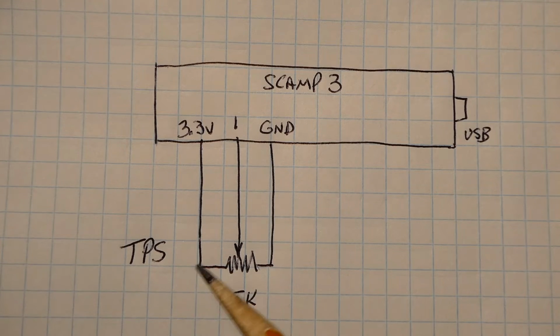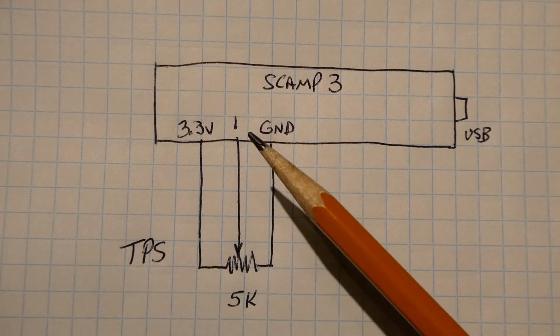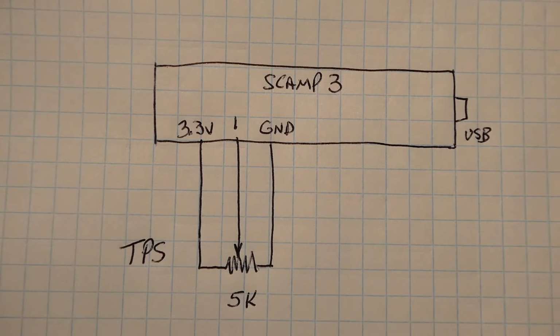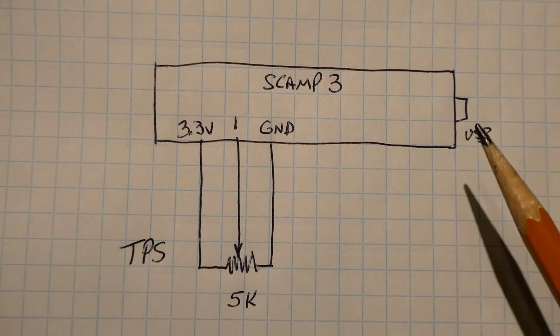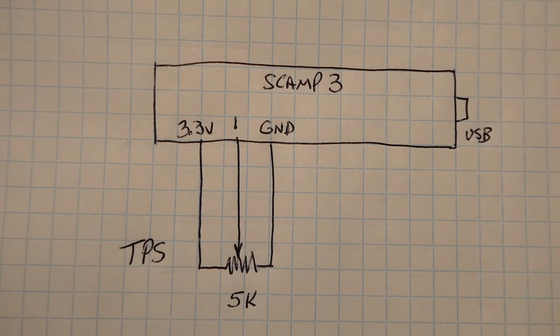So we have 3.3 volts on one side, ground on the other. The middle connector is connected up to GPIO pin 1, which is our ADC input. Now the whole circuitry is powered through the USB port, and the USB connector is connected to our computer running a serial terminal program like TeraTerm.